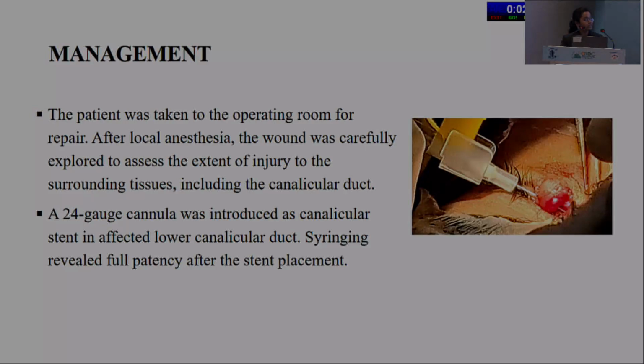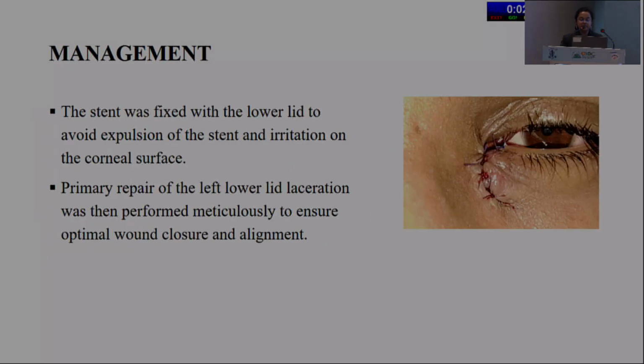After local anesthesia, the wound was carefully explored to assess the extent of the injury to the surrounding tissue, including the canalicular duct. A 24-gauge cannula was introduced as a canalicular stent in the affected lower canalicular duct. Syringing revealed full patency after the stent placement. The stent was fixed to the lower lid to avoid expulsion of the stent and irritation on the corneal surface. Primary repair of the left lower lid laceration was then performed meticulously to ensure optimal wound closure and alignment.